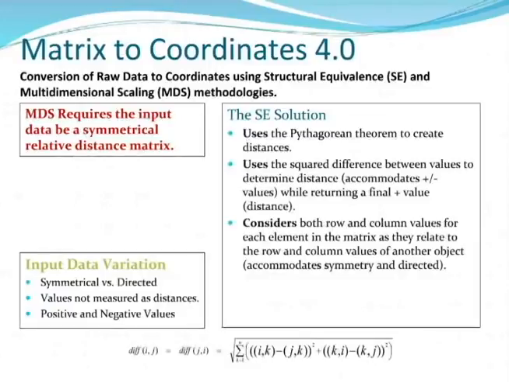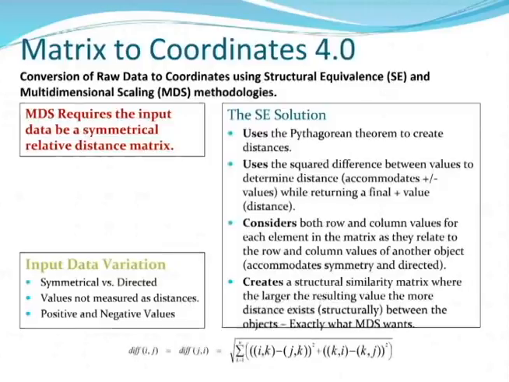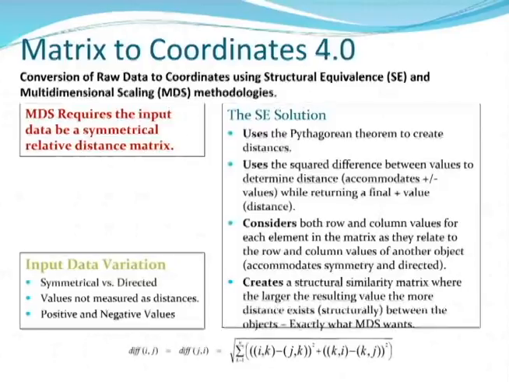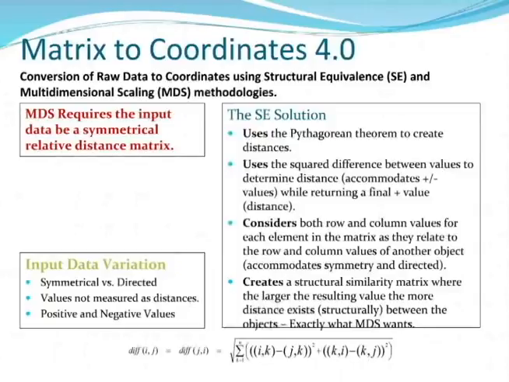It also looks at both the row and the column values for each of your data objects. This is important because it's not just considering each element of the matrix, it's actually considering the structural position of each object in the matrix as it relates to other objects. So you're really taking into account both the full row and the full column, which in turn allows us to deal with directed networks. And of course, a distance is symmetrical, so our end result is a symmetrical distance matrix, although we started with something completely different.